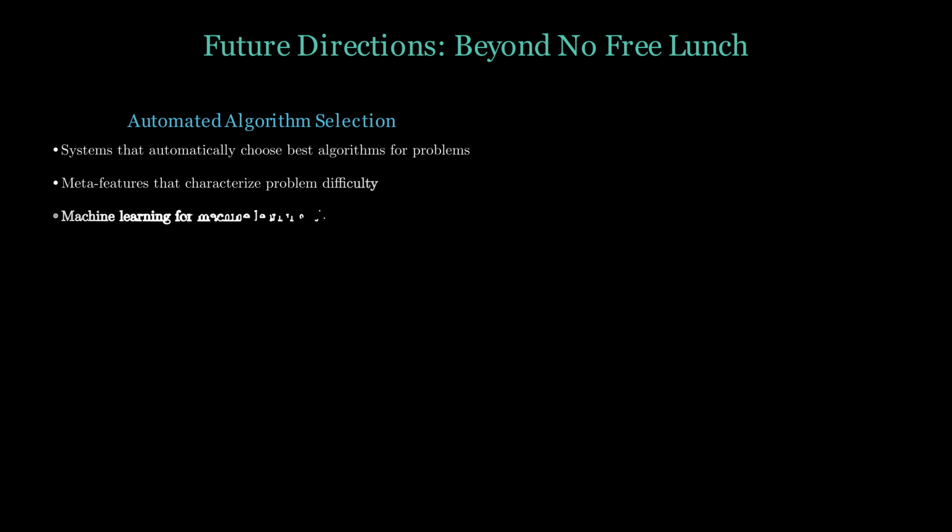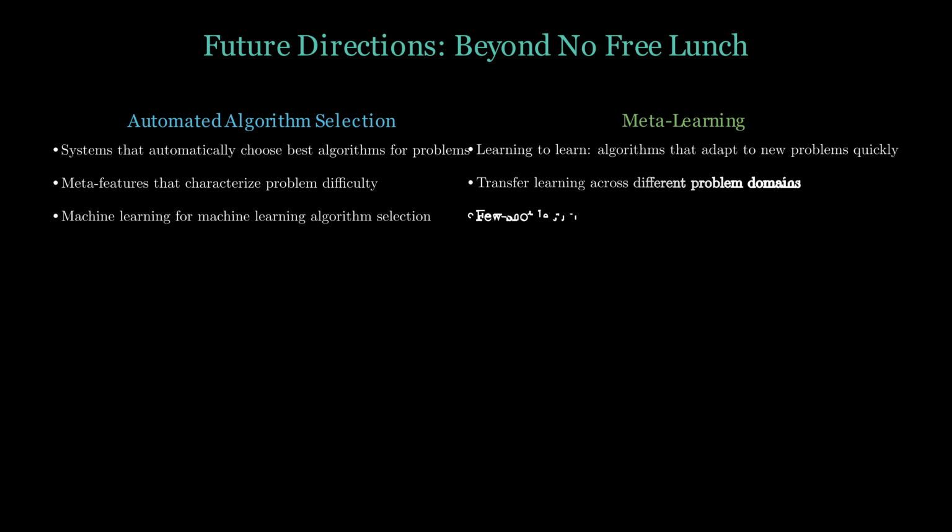Understanding the no free lunch theorem opens up exciting future research directions. Rather than seeking universal algorithms, we can focus on automated algorithm selection, meta-learning, and intelligent problem characterization. Future directions include automated algorithm selection systems that choose the best methods for each problem.